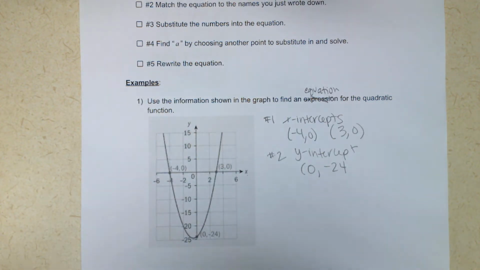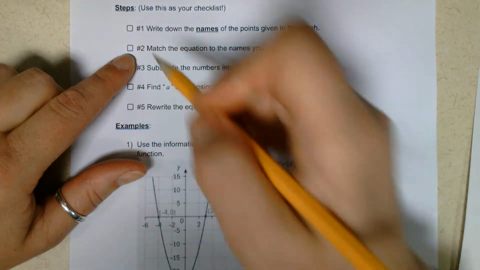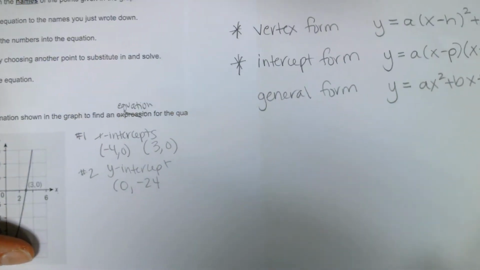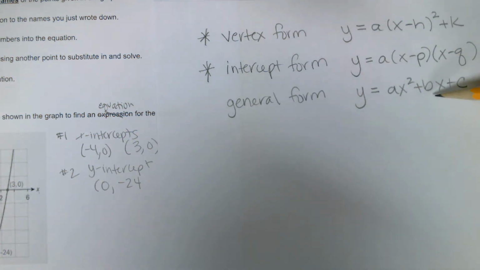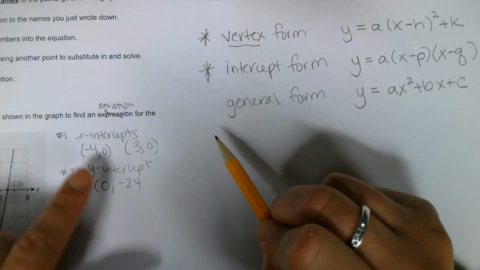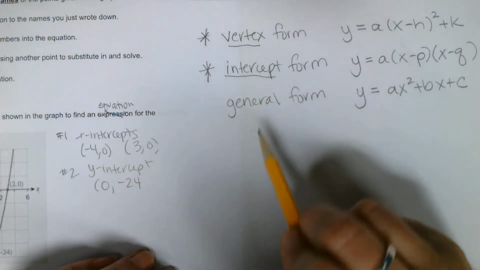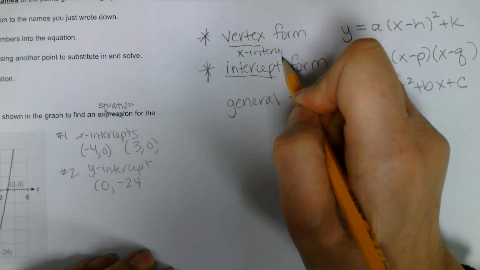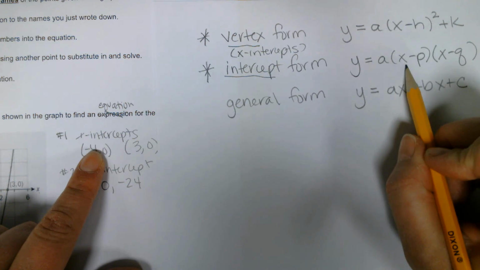Okay, so now that we have the names of our points, we have to do number 2. Match the equation to the names we just wrote down. As I bring my paper over here, we have vertex form and we have intercept form. We're not going to be using general form yet. If we had the word vertex, we would be using vertex form. We don't. What do we have? We have intercept. This intercept form is actually talking about our x-intercepts. And we have that, x-intercepts. So we're going to be using this one right here.